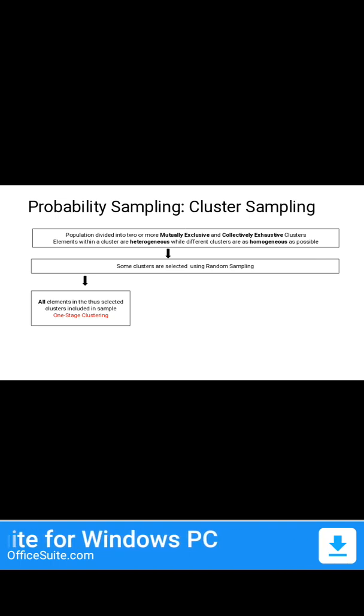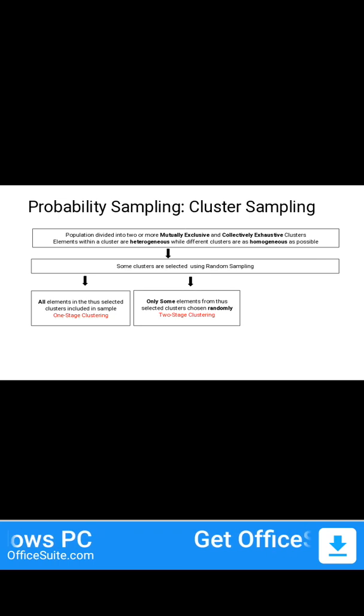Now, what about the two stage clustering? Here we would not be picking up all the elements from these 4 clusters that we have chosen out of a total of 20 clusters. Instead, in the second step, we had randomly picked up 4 clusters, but in the third step, we will pick up only some of the elements from each of these clusters.